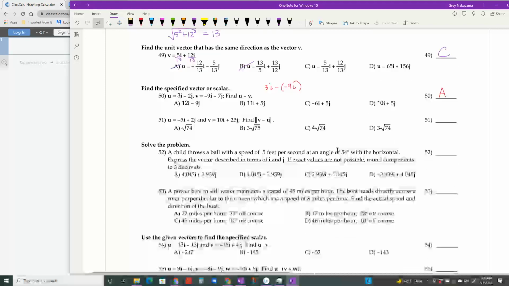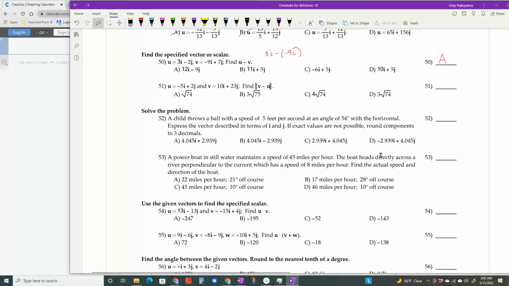All right, 51. I have to subtract v and u and then find the magnitude. So I'm looking for the magnitude of v minus u. 10 minus negative 5 is 15. 23 minus 2 is 21. So I need the magnitude of that vector, which is the square root of 15 squared plus 21 squared.